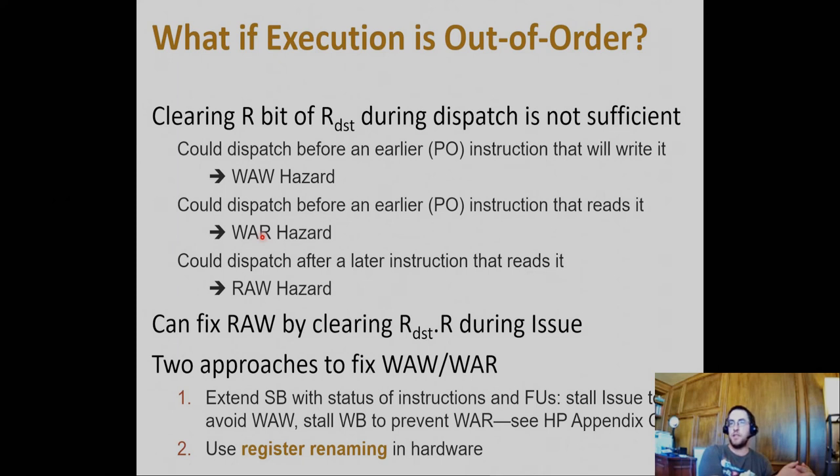And then we can stall our issue stage when we detect a write after write hazard, and we can stall our write back stage to prevent write after read hazards. So we basically allow an instruction to execute early, but then we serialize its write back so that it writes back in order, or at least in order enough to prevent the write after read.